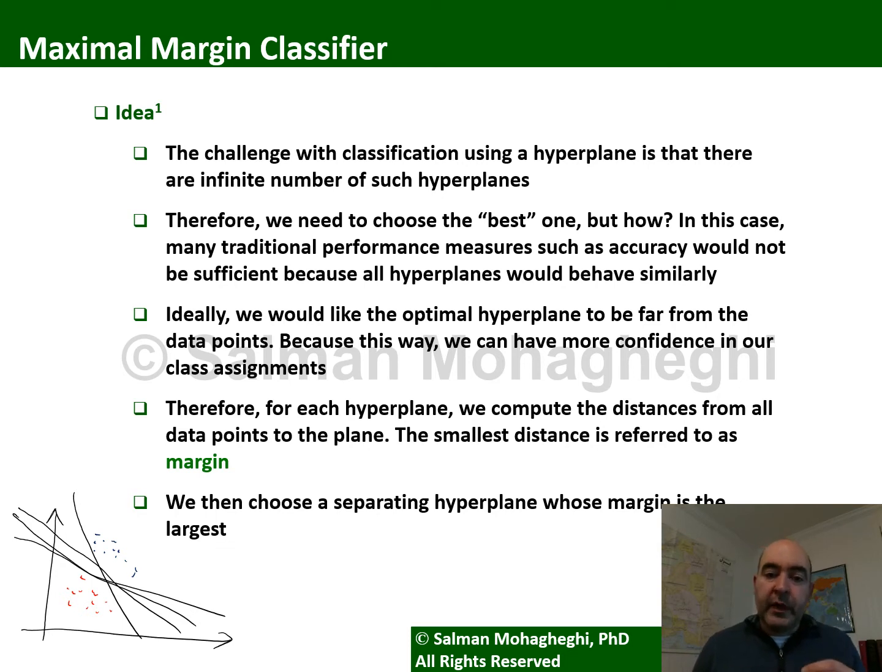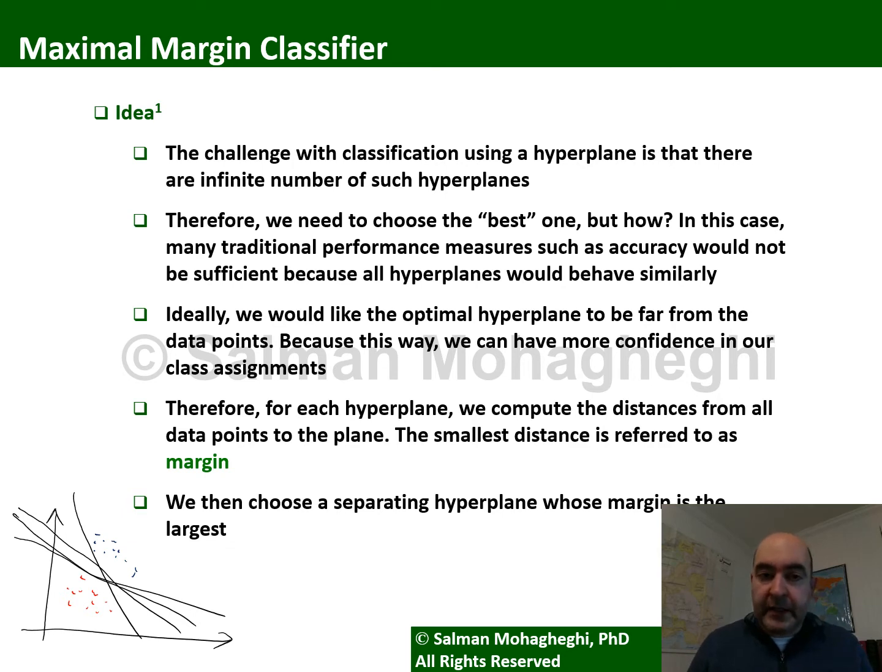So what we do is, for every particular line in a two-dimensional space or hyperplane in a higher dimensional space, we compute the distances from all individual data instances to that particular plane or line. The smallest distance that we have to that line, to that boundary, we call the margin. And then the maximum margin classifier will try to find a boundary line or hyperplane for which the margin is the largest. This will give us the highest confidence in our classification purposes.